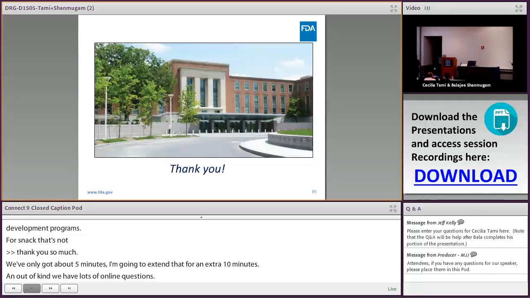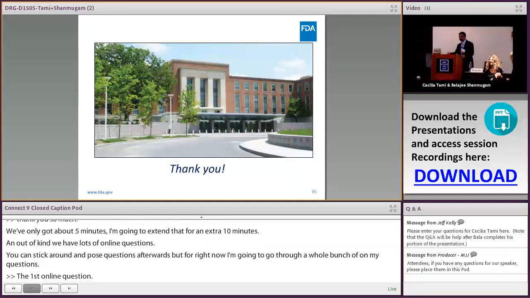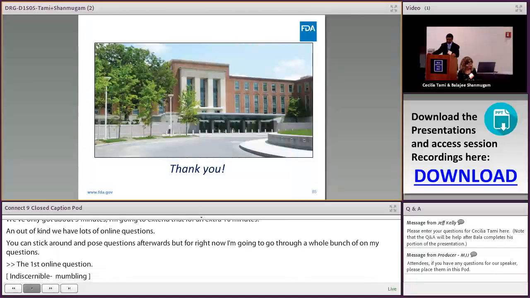The first online question: if an EU-approved comparator is used in a U.S. study, is reference to the approved EU marketing authorization acceptable in lieu of a CMC section? Could you please repeat the question? Yeah, we were just getting up on the stage, I apologize. If an EU-approved comparator is used in a U.S. study, is reference to the approved EU marketing authorization acceptable in lieu of a CMC section?